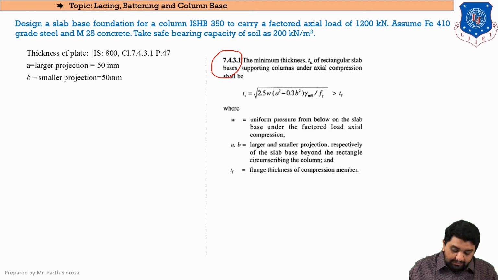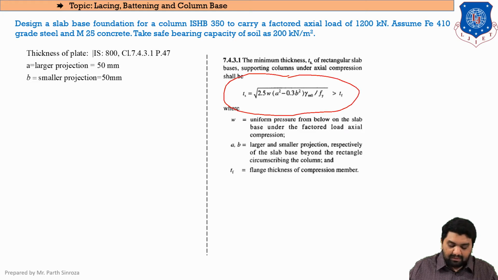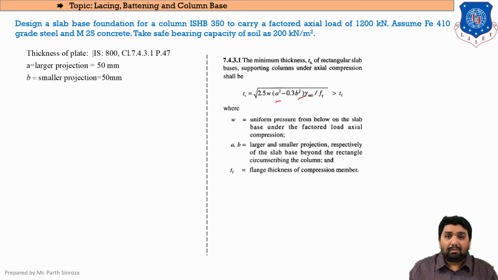Here it is mentioned the minimum thickness, that is TS, of a rectangular slab base supporting columns under axial compression shall be used by this method. That means this equation will be calculating the value of the thickness of our base plate. So here, as you can see, there are two terms being referred. One is A and other is B. A and B are the larger and smaller projections. That means the projection that we have extended. You can say either in the form of cover also, but here we will be dealing with projections. So the projections in both directions, we have taken to be 50.